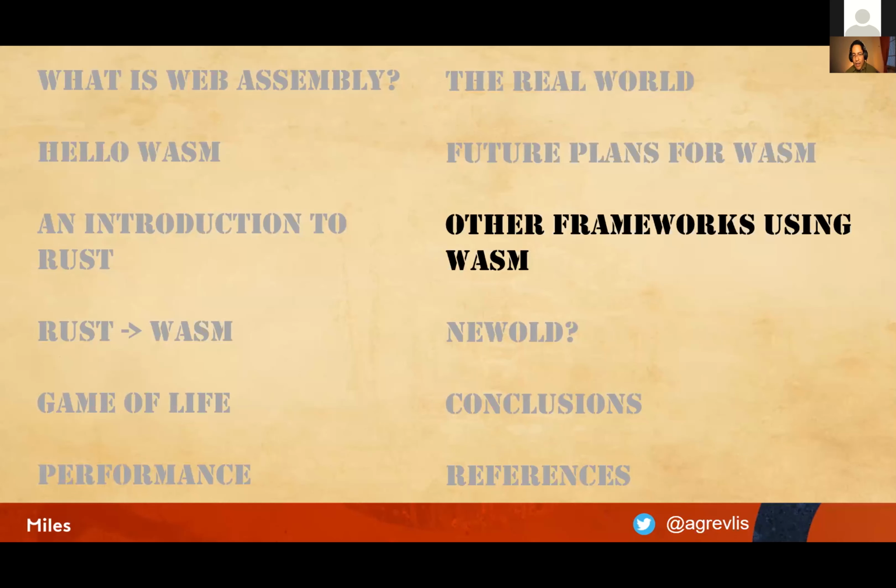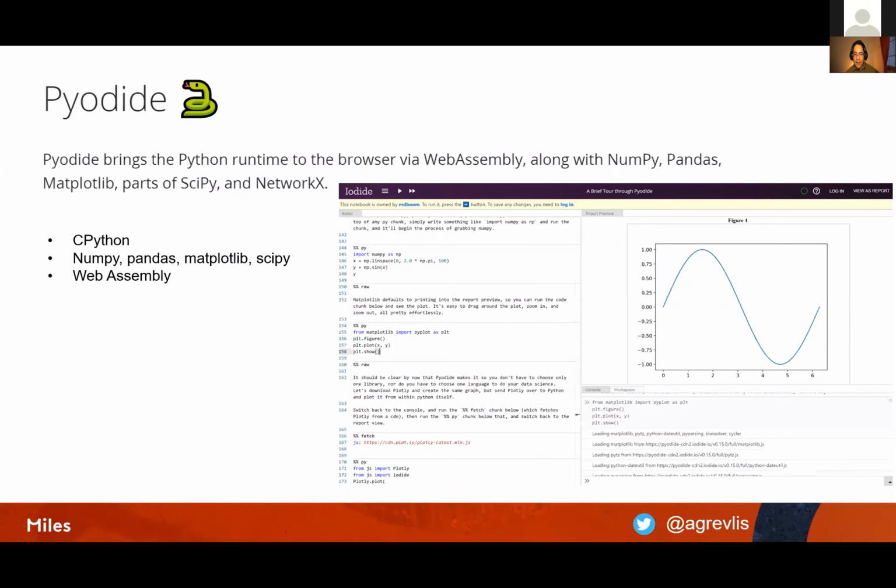I'm going to give you some examples of other frameworks that are also using WebAssembly. One of them is called Pyodide. What Pyodide does is bring the Python runtime to the browser. Python is used in data science and machine learning, but now with Pyodide, you can do all of this in your browser through WebAssembly. So you can use your regular libraries like NumPy and Pandas in the browser.